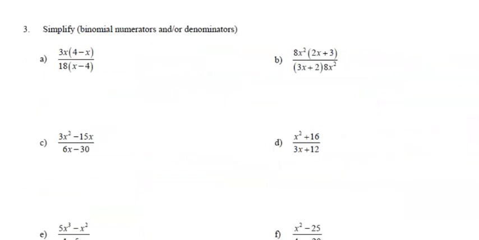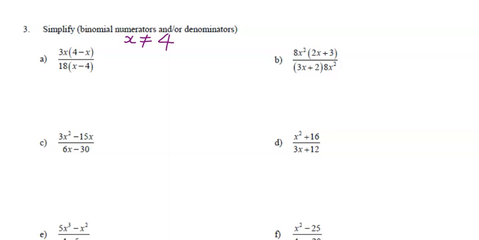Simplify binomial numerators and/or denominators. So first, factor. Is there any factoring to do in A? Nope. State restrictions. What's the restriction? X is not equal to 4. There's a trick, it's not the word. There's something to look out for here, right?